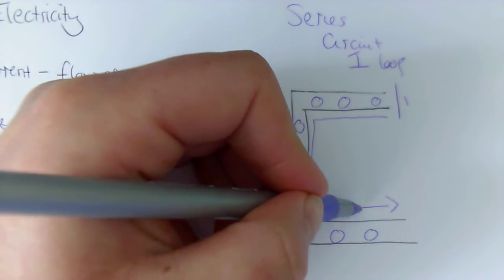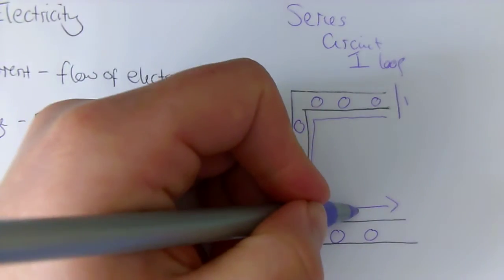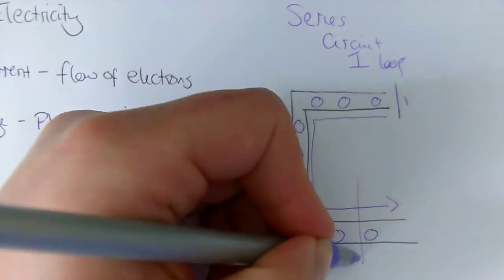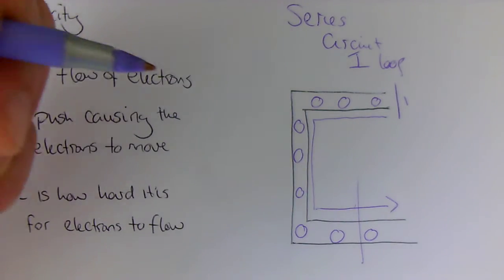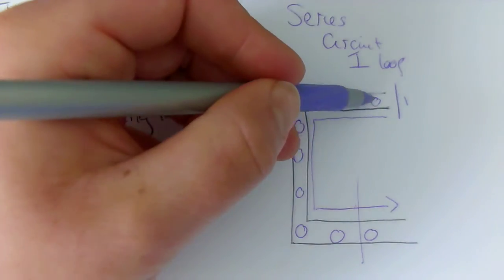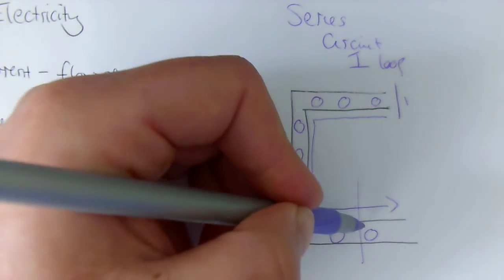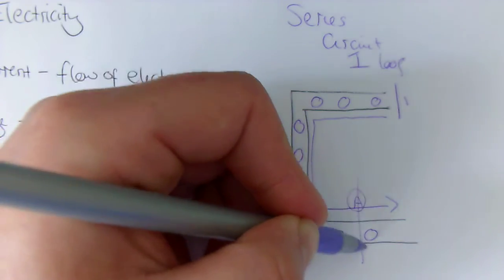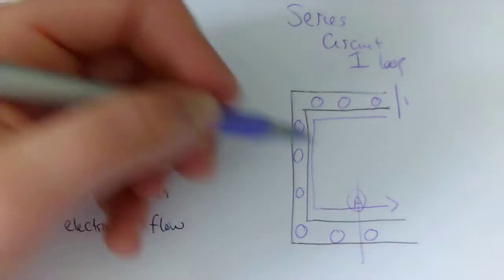So if I want to say it in a different way, I can say current is how many electrons pass this point in a certain amount of time. Okay, so that is a rate. It's the flow of our electrons moving around and how many of them pass this point. So if I put my ammeter in here, it's how many of them pass that point in a certain time.